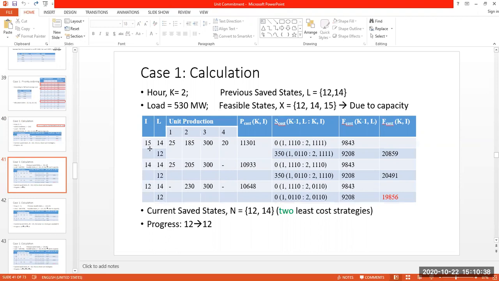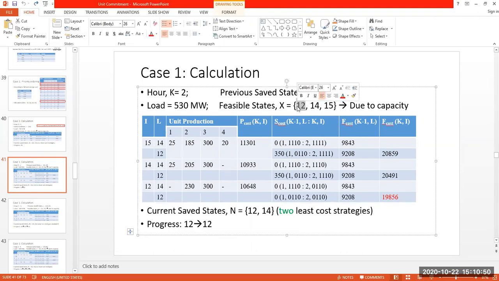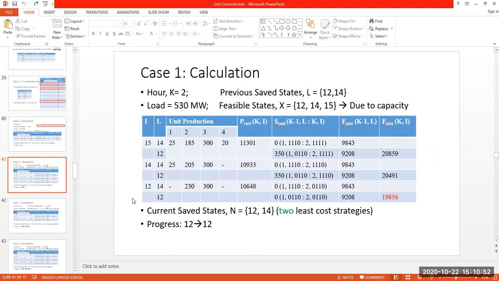So let's go through some of this. Let's check, say, if I choose from 12 to 12 again. If I still want to stay at 12, because 12 is one of my feasible states, I can choose to stay at 12. So 12 to 12. And if I'm trying to go from 14 to 12, what will happen?